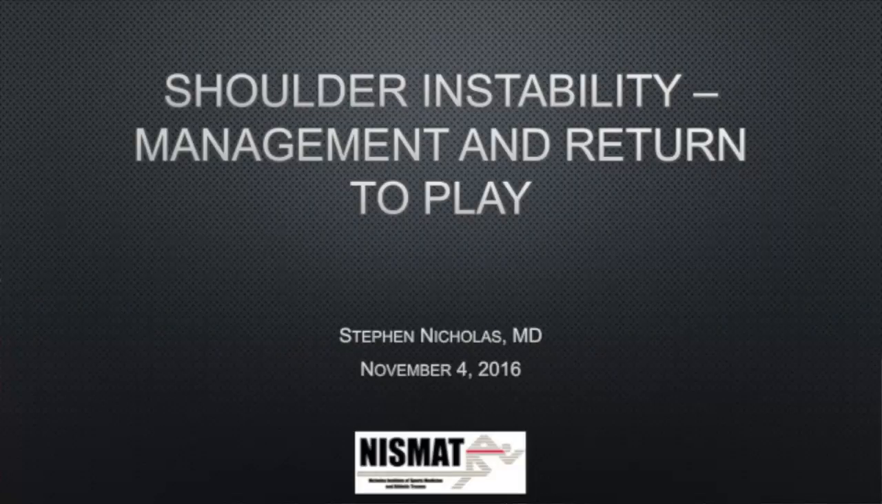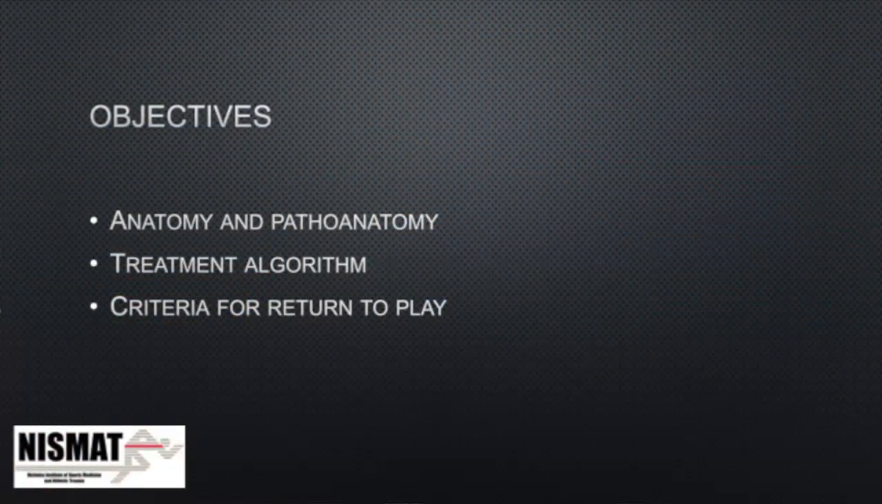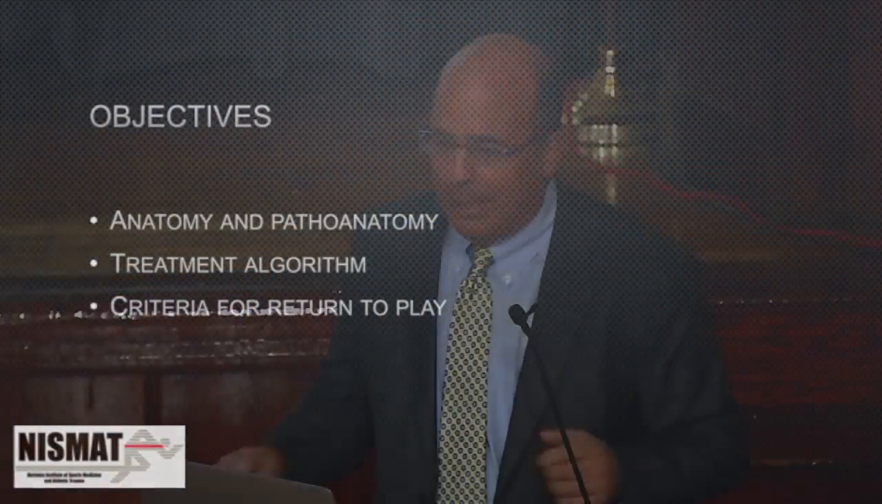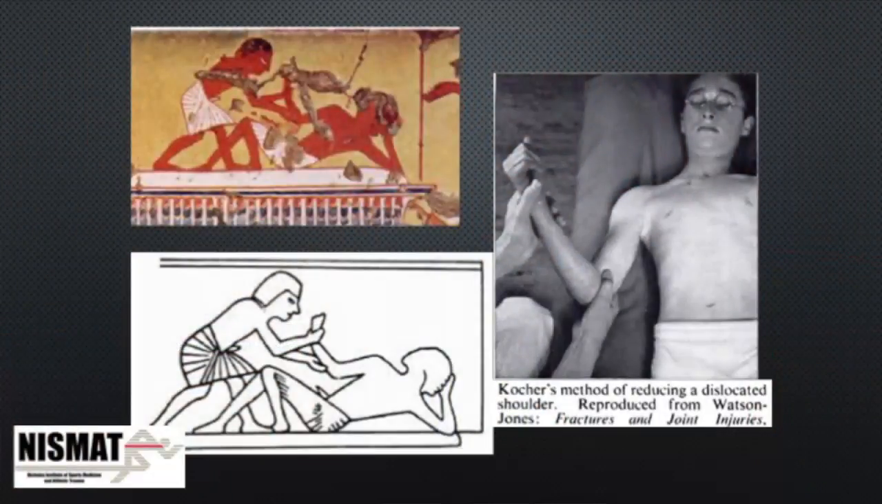I'm going to talk about the next section, talking about shoulder instability management and return to play guidelines. We're going to cover the anatomy and pathoanatomy, treatment algorithms, and certainly criteria for return to play, and some of the things we use to decide whether or not someone can play in season or whether they need to go and have surgery.